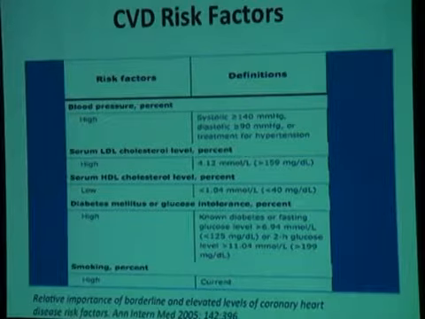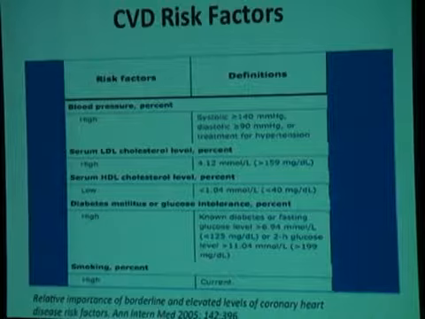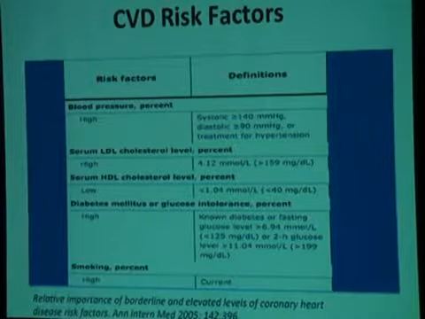About blood pressure, systolic blood pressure is a risk if it is over 140 millimeter mercury. Diastolic is a risk if it is over 90 millimeters mercury. LDL is a risk if it is over 159 milligram per deciliter, and HDL less than 40 milligrams per deciliter. For diabetes, fasting blood glucose should be over 125, postprandial over 200. Over 199, I mean.